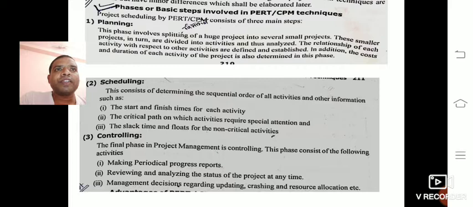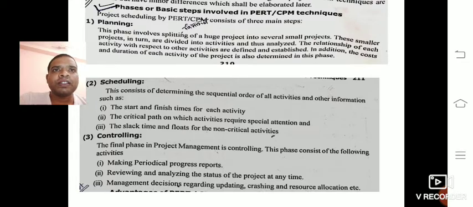we are going to divide the huge project into several small projects, and those small projects are again divided into activities. We are going to allocate the cost as well as the duration of each activity of the project. That is, you are going to determine the project schedule in this phase. Now the second one is scheduling.